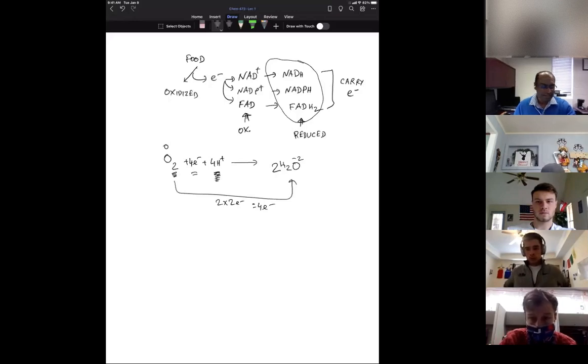So bottom line is that we need oxygen so that the food we eat, the electrons we generate from the food, can be consumed by the oxygen to make water. And so that is respiration, right? And in that process, the protons are used to make ATP.